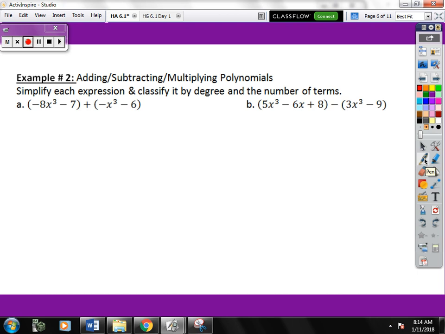So this is kind of like what we did with the imaginary numbers, where we were adding 5 plus 2i plus 7 plus 3i, and we basically distributed the positive sign, which does nothing.